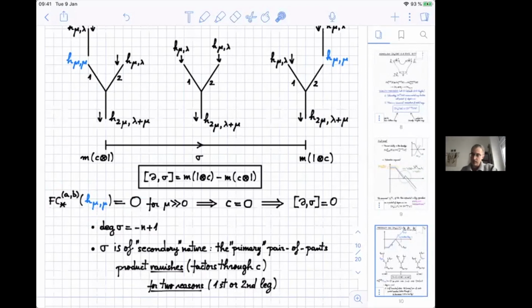This is our product. The degree of sigma is minus n plus 1: minus n from the usual degree with my degree conventions for a pair of pants product, and plus 1 because we count in a one-parameter family. And then here we see that sigma is of a secondary nature because the primary pair of pants vanishes since it factors through C, and it vanishes for two reasons. We can factor it through C at the first leg or at the second leg. This is the intrinsic description of the product, and it makes it appear as a secondary operation.